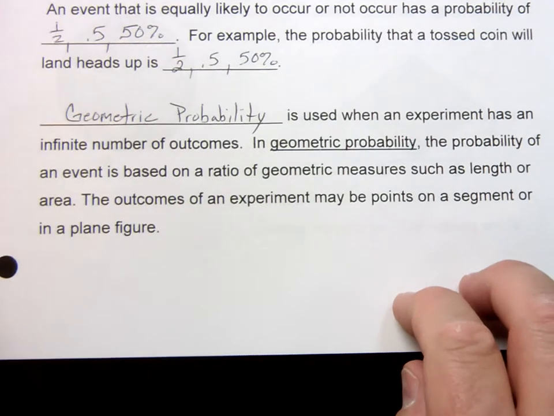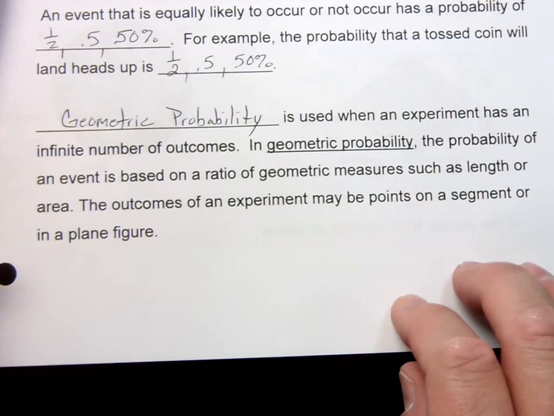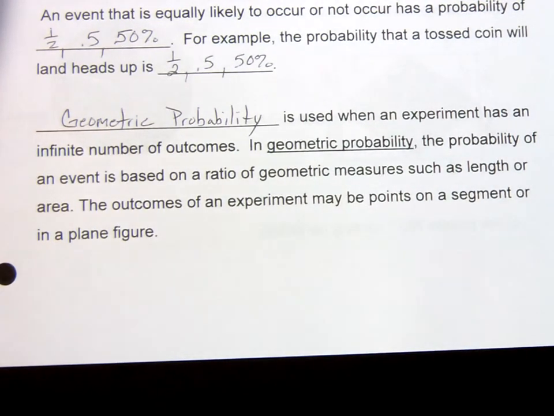Geometric probability is used when an experiment has an infinite number of outcomes. In geometric probability, the probability of an event is based on a ratio of geometric measures such as length or area. The outcomes of an experiment may be points on a segment or in a plane figure.